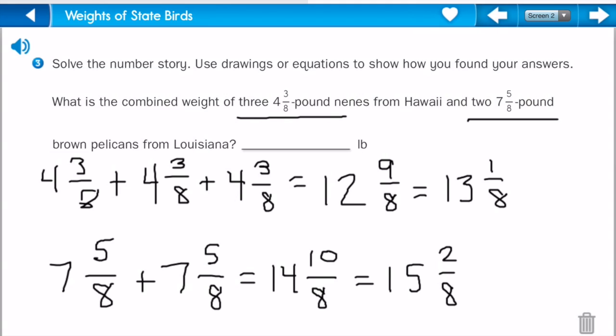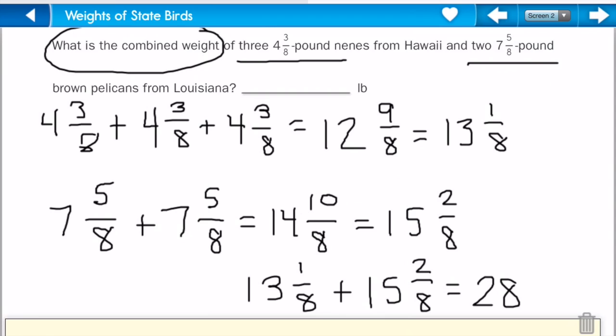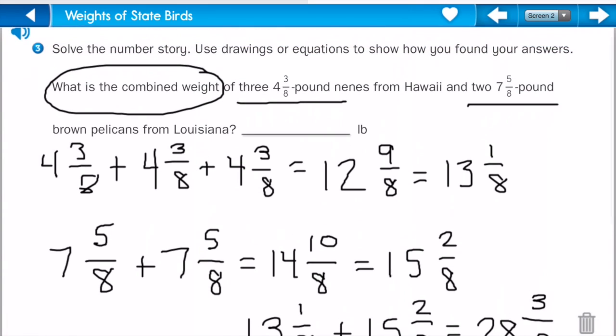Now we need to add because they want to know what is the combined weight, okay? They want to know the combined weight. So we need to add 13 and 1/8 plus 15 and 2/8. And what would that equal? So if we add 15 and 13, we get what? Yep, we get 28. And then if we add 1 plus 2, we get 3. We leave our 8 the same. So our answer would be 28 and 3/8.